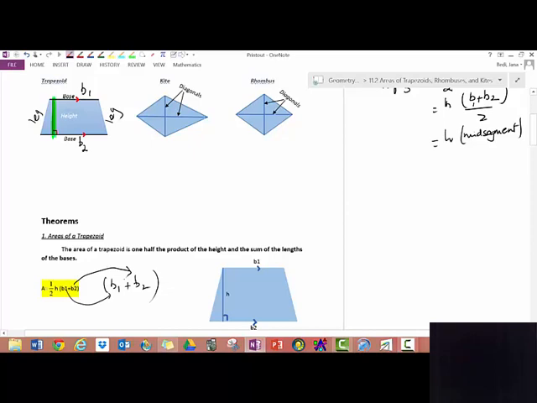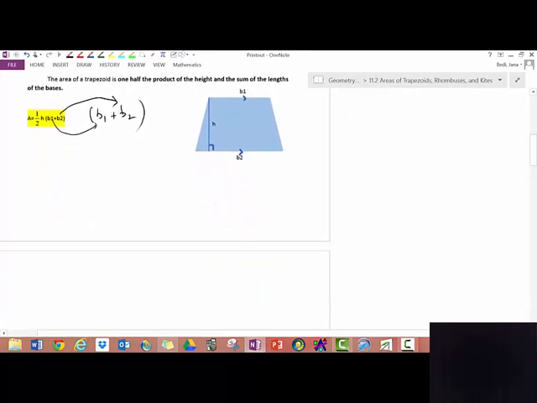A little review: in a kite and a rhombus, the diagonals intersect at right angles, and in a rhombus, since it's a parallelogram, the diagonals bisect each other. In a kite, the longer diagonal will bisect the shorter diagonal, and you can prove the two small triangles to be congruent to each other. So the area of a trapezoid is half the height times the sum of the lengths of the bases, or half the height times the mid segment.